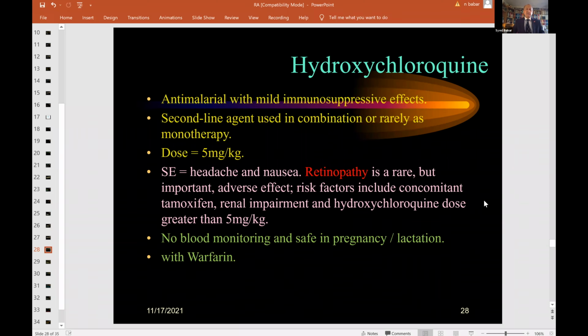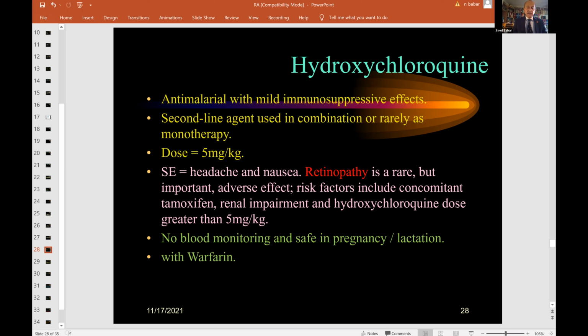Hydroxychloroquine has been an anti-malarial, but with mild immunosuppressive effect. It's a second-line agent and used mainly with conventional DMARD of another type. But in very rare conditions, it can be used as a monotherapy on its own. And the dose is 5 milligrams per kilogram body weight. Its main side effect is retinopathy. So it is customary to arrange for OCT from an optometrist or an optician to make sure that there is no pre-existing retinopathy.